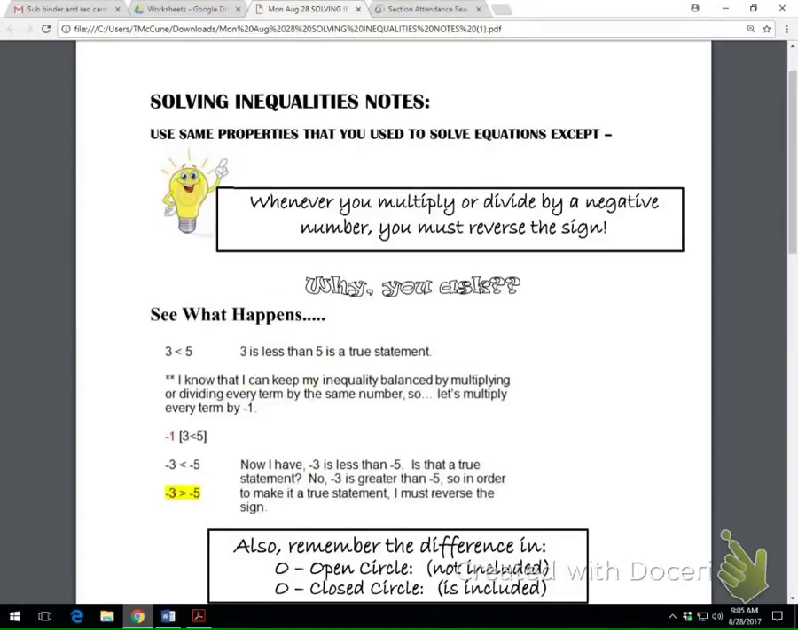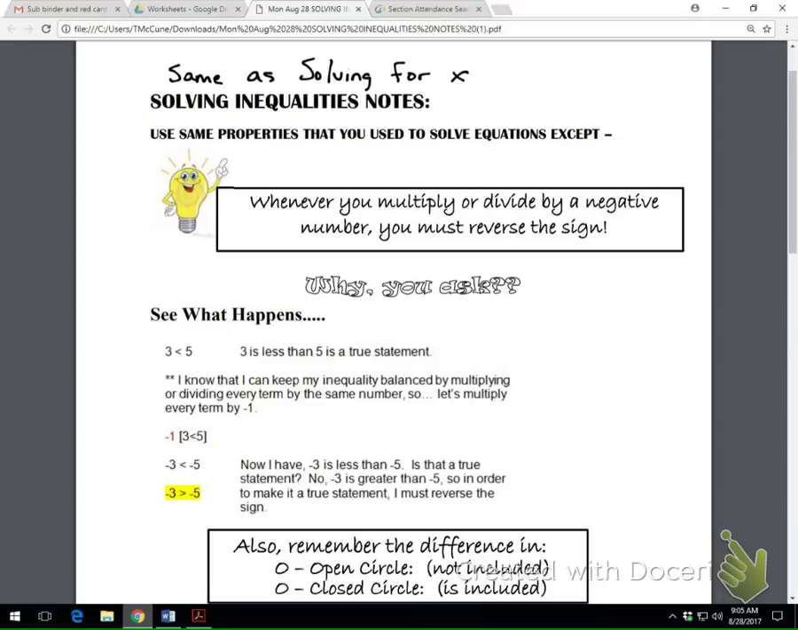Alright, so we're going to start some inequalities, okay? Solving inequalities. Now, one thing you can remember about solving inequalities is it's pretty much the same as solving for x or whatever letter they have. It's pretty much the same stuff. There's just a couple of rules that are a little different.